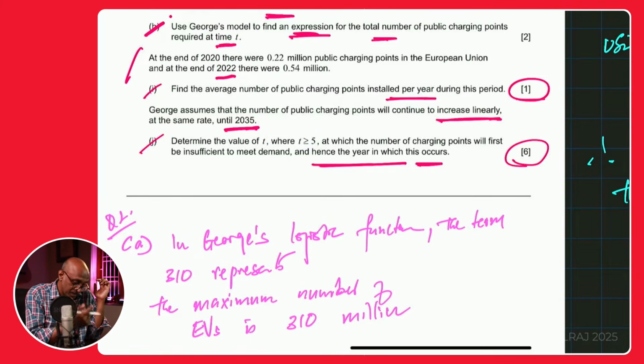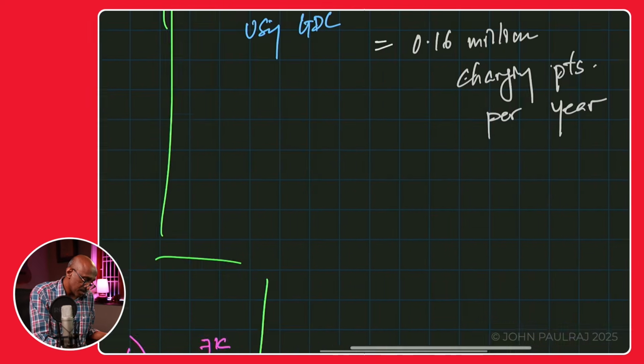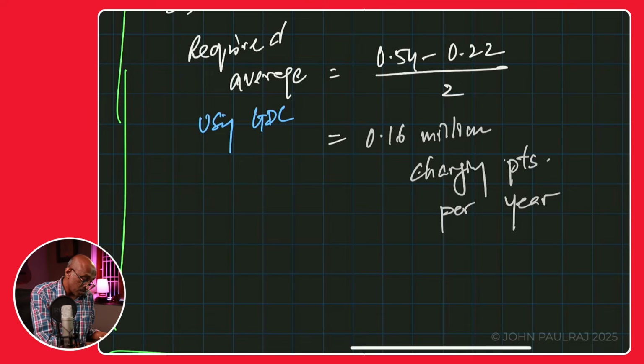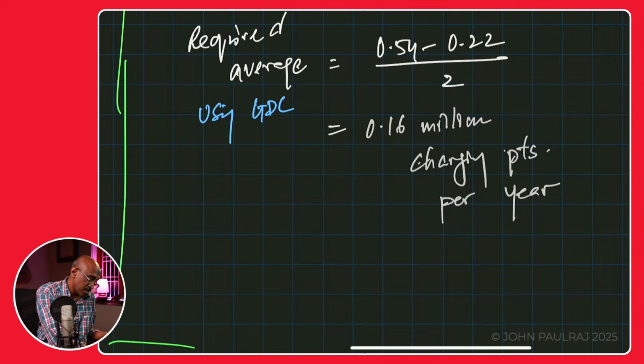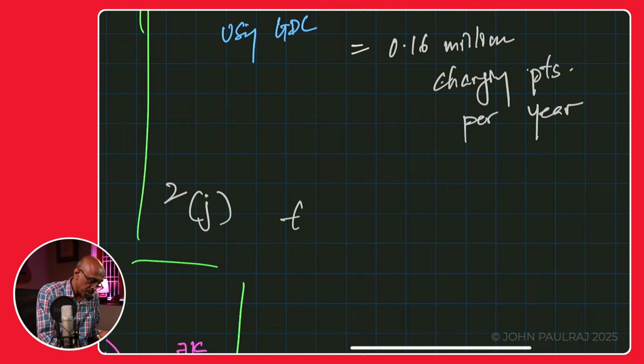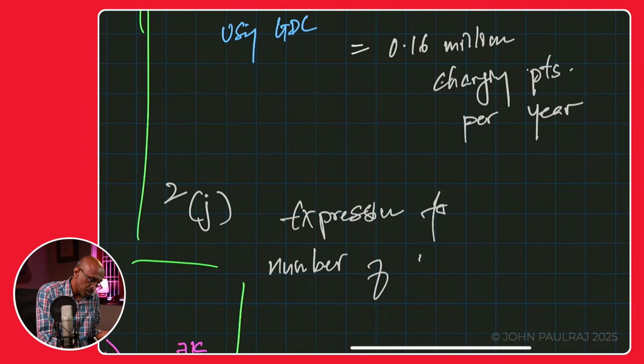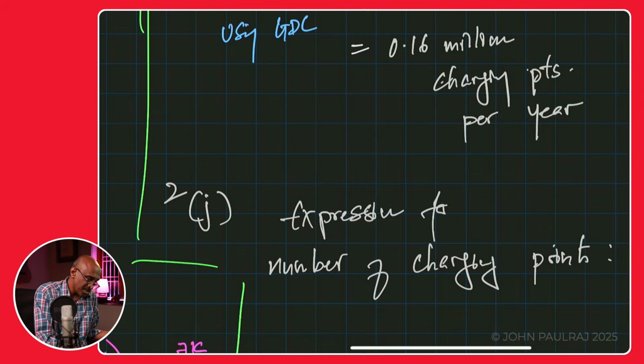So the value of t we want to find out, but first we want to find out the number of charging points in terms of t. We need to do that, and we can make use of the fact that it's increasing at the same rate, and the rate is this. Remember, we already found that, right? In fact, those two values we can use, and we can just say that this is 2J, expression for number of charging points. That's what we want to find out, and that will be in terms of t.